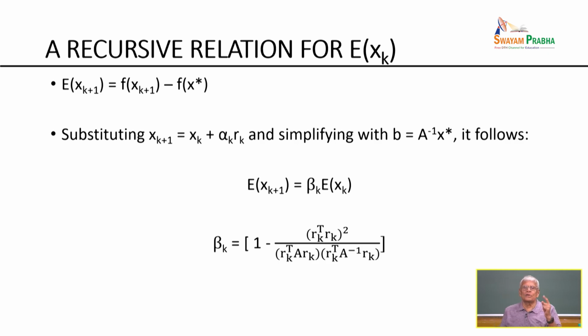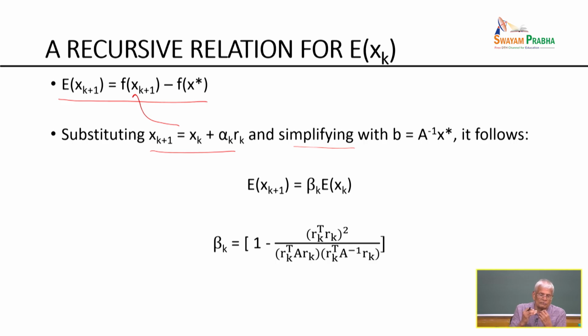So, what is it that we want to do? I want to show E of xk is decreasing along the trajectory. That means, I want to be able to get an expression that relates E of xk to E of xk plus 1. So, E of xk plus 1 is equal to f of xk plus 1 minus f of x star. xk plus 1 by the iterative algorithm is given by this. So, substitute this and simplify.